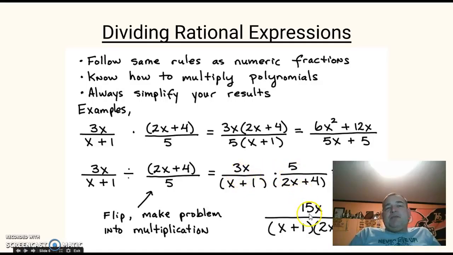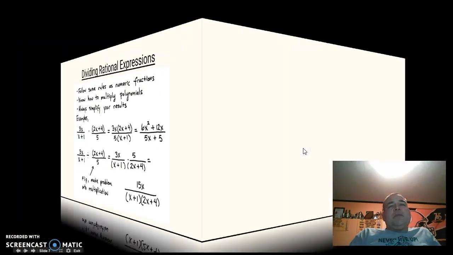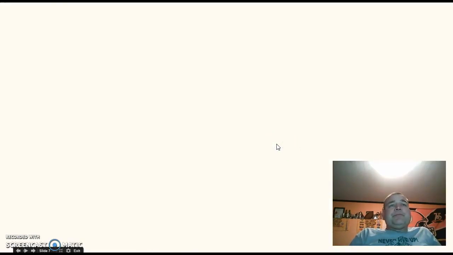3x times 5, 15x. X plus 1, 2x plus 4. Now, monomials, yes, multiply those together because it doesn't look right to leave it as 3x times 5. Make that be 15x, but you never really want to FOIL. Let's look at another example that I worked out a little more in detail.